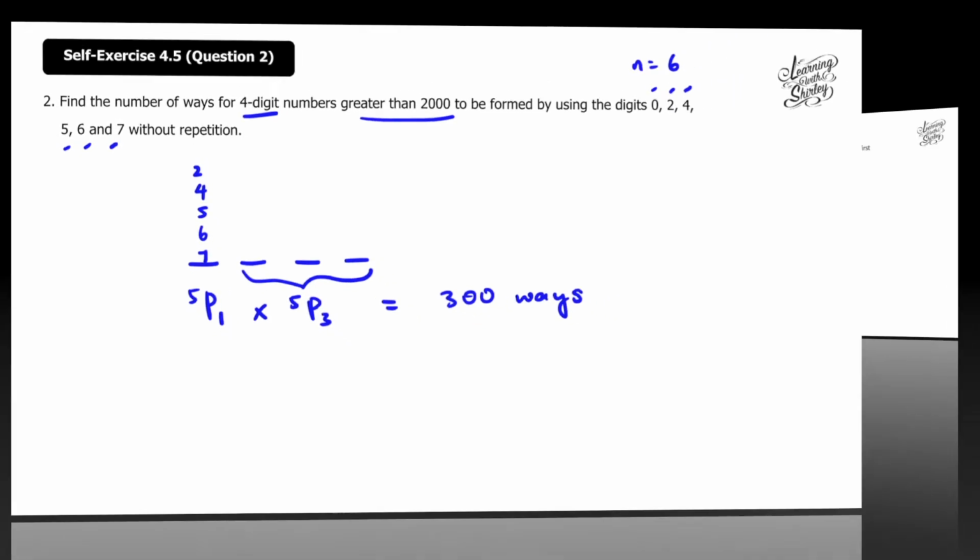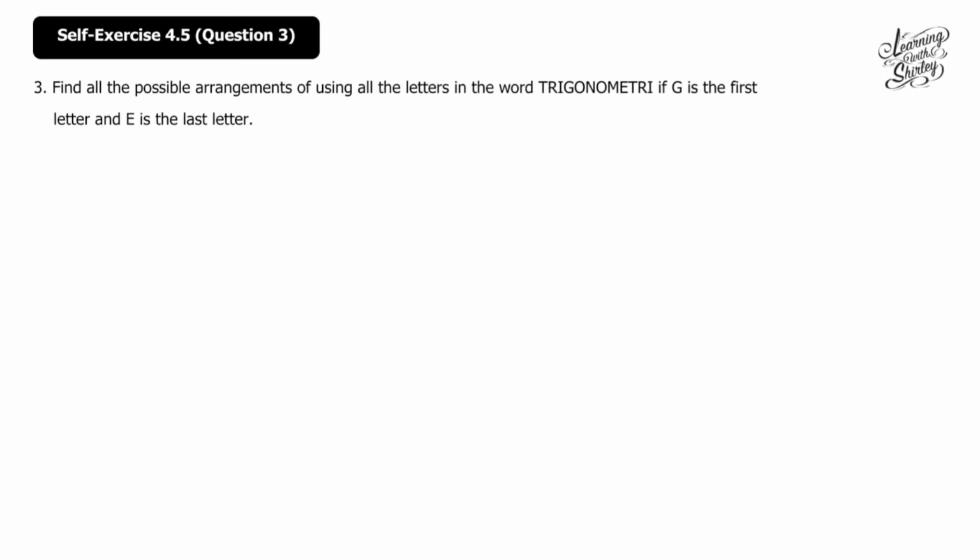Let's look at question number 3. Find all the possible arrangements of using all the letters in the word trigonometry if G is the first letter and E is the last letter. So first I'm going to count how many letters trigonometry has. 1, 2, 3, 4, 5, 6, 7, 8, 9, 10, 11, 12. So there are 12 letters here, which means that I'm going to draw 12 spaces.